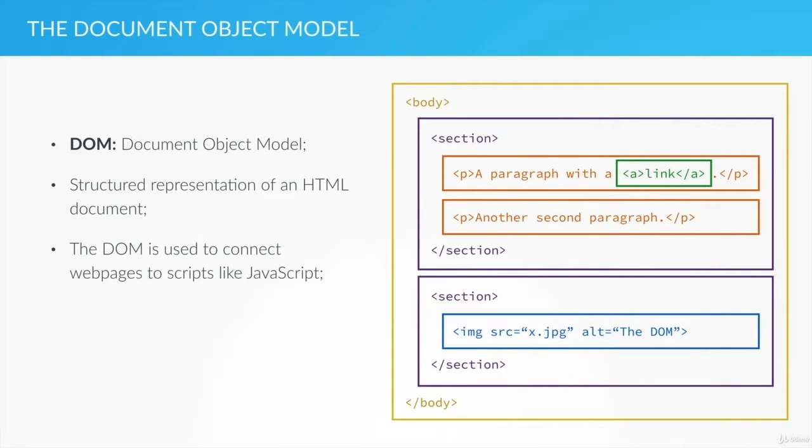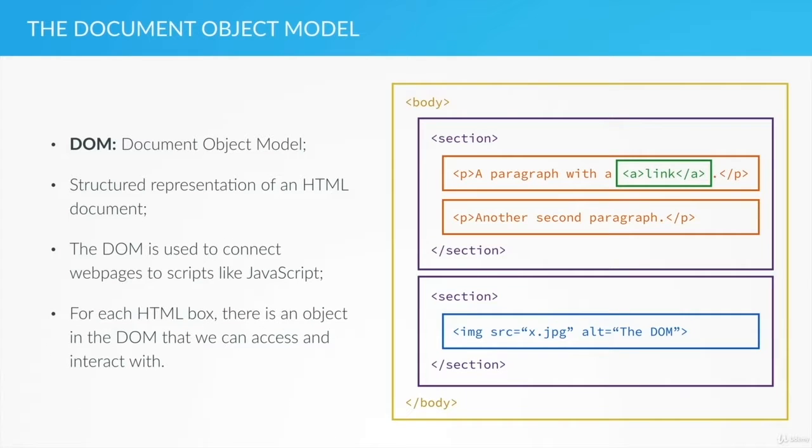Imagine a very simple web page like the one we see here on the right side. We can say that each HTML element can be represented by a box like this, right? Now, the DOM is a fully object-oriented representation. So for each of these boxes, there is an object in the DOM that we can access and interact with, right from our JavaScript code.